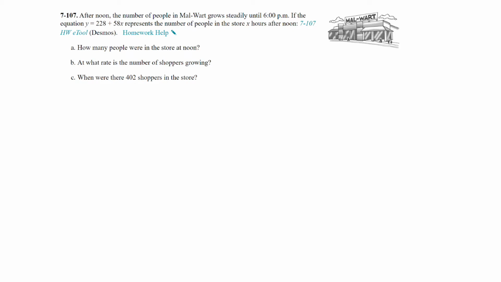Question 107. After noon, the number of people in Malwart grows steadily until 6 p.m. If the equation y equals 228 plus 58x represents the number of people in the store x hours after noon, how many people were in the store at noon? So x is the hours after noon, then the equation y equals, and I'm going to write it in slope-intercept form with the 58x plus the 228. Then question A, how many people were in the store at noon? There were 228 people.